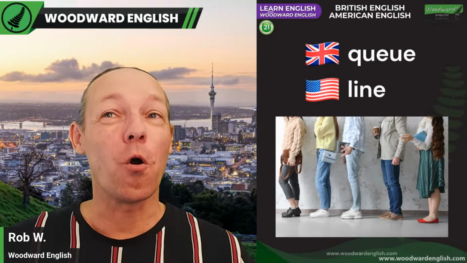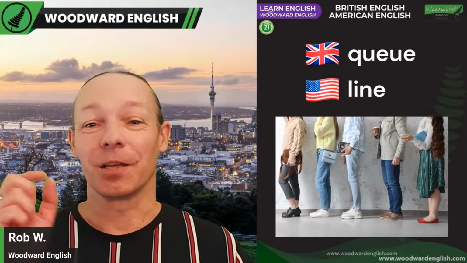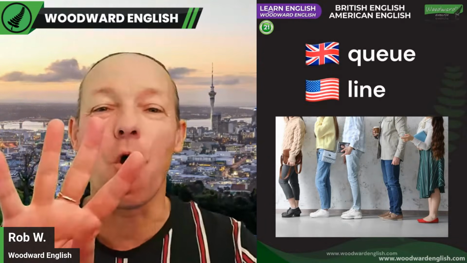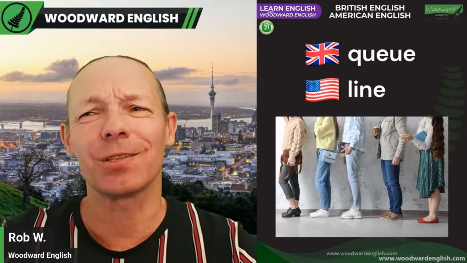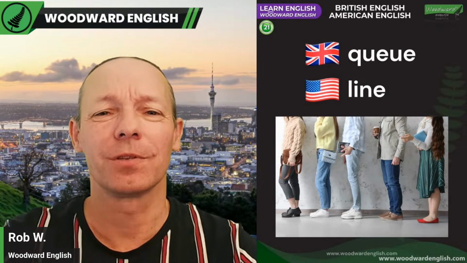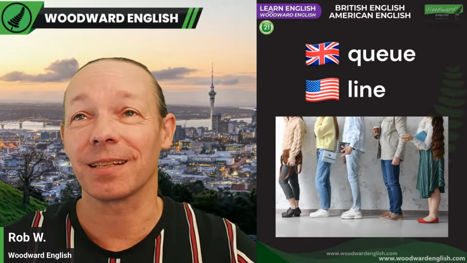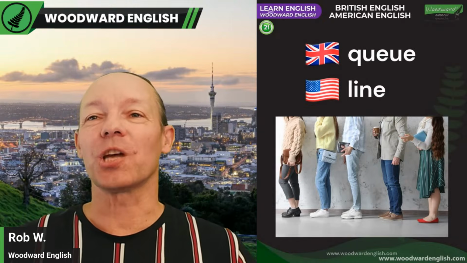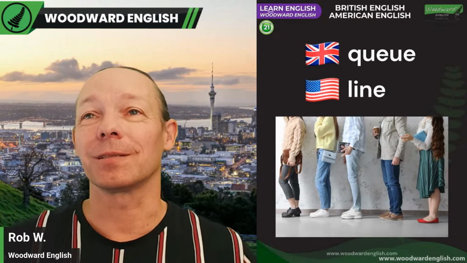queue or a line. What is interesting about this word in British English, queue, is that there are 4 vowels together. Queue. Isn't this just so weird? Q. You just say the letter Q. Yeah, that's English for you. Whereas in the United States, you say, please don't jump the line. So there are differences.